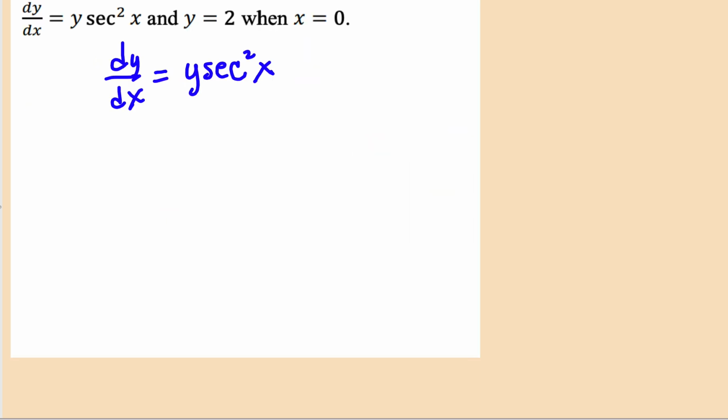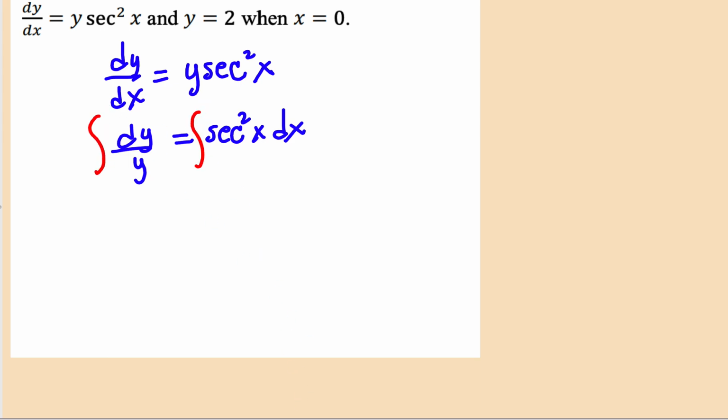All right, so let's take a look at this. And what I want to do is get all the y's to one side. So that would mean dividing by y here. So this will be dy over y. Multiplying both sides by dx. So this will be secant squared of x dx. So I'm skipping some steps, hoping that you understand I multiply both sides by differential x, and I've divided both sides by y. So now at this point, I want to integrate.